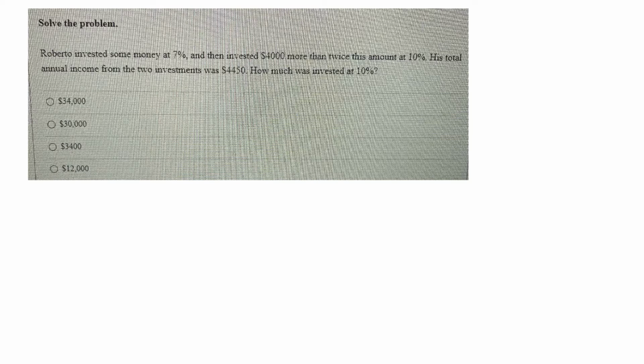All right, here's a good worded question. I think it's a linear one. So it says Roberto invested some money at 7% and then invested 4,000 more than twice this amount at 10%. His annual income, so at 10%, his total income was 4450. How much was invested at 10%?